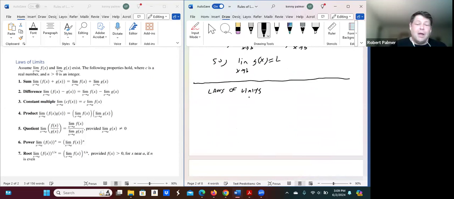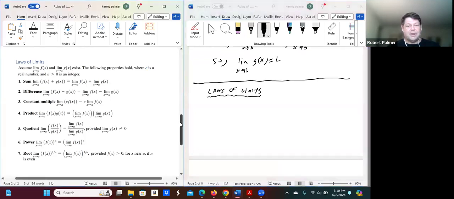All right, so we have laws for certain limits. Let's take a look at these over here. All right, so this says assume, in this case, we're talking about going to a instead of going to b, but you can think of it however you want to, it doesn't matter. So we say the limit as x goes to a of f of x and the limit as x goes to a of g of x both exist. And that means they're both true from both sides. And these following properties hold, where c is some real number and n is an integer. Okay, so these are some useful laws of limits.